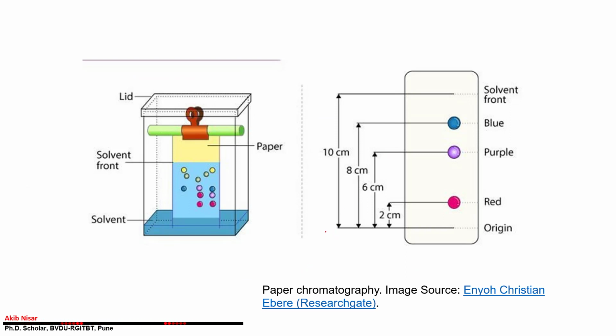This is the paper chromatography example where you can see there is a lid, and there is basically a glass beaker, not even a beaker, you will call it a chromatographic chamber. This chromatographic chamber is made up of very thick glass, and you will take solvent here. The solvent level, the height of the solvent, is like 1 inch or 2 inch maximum.